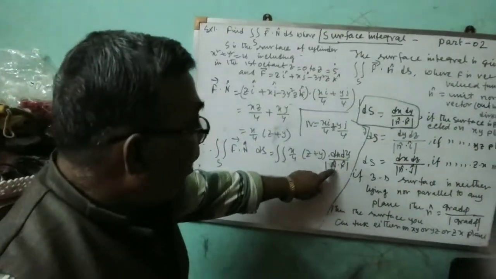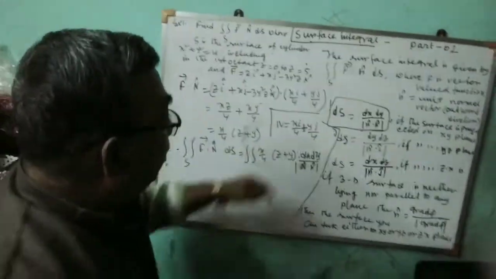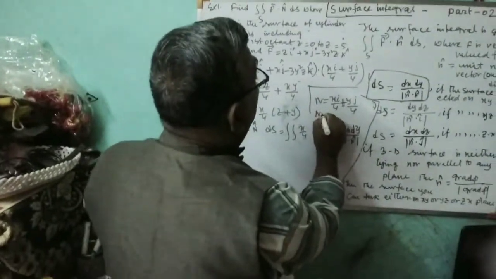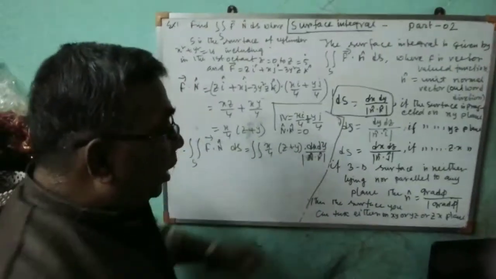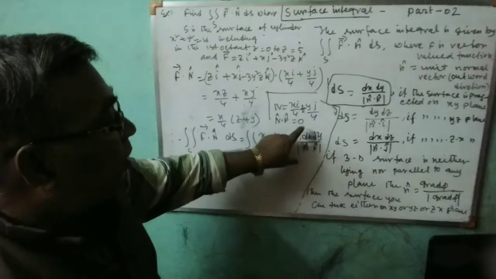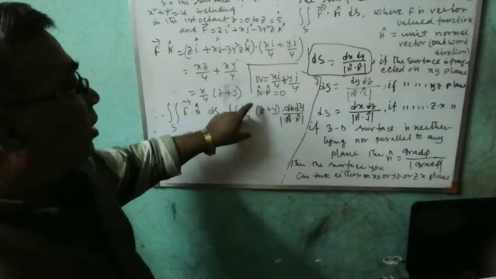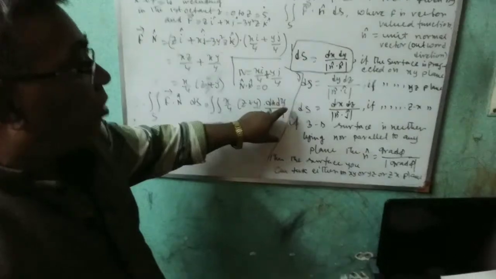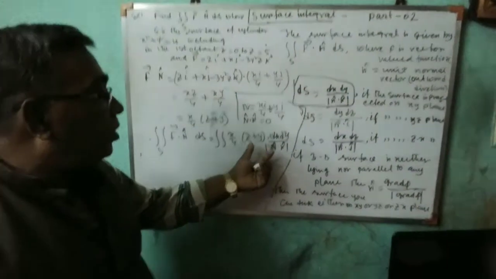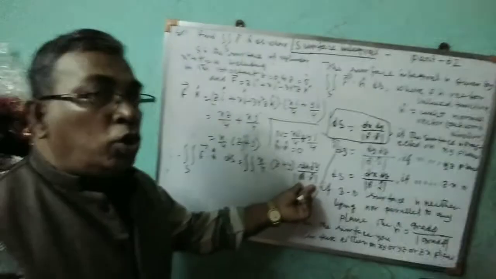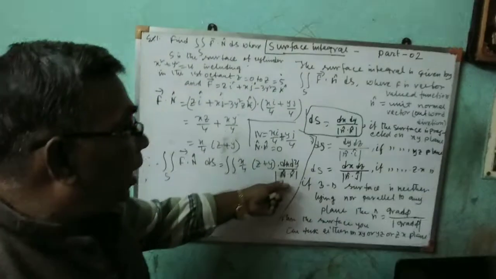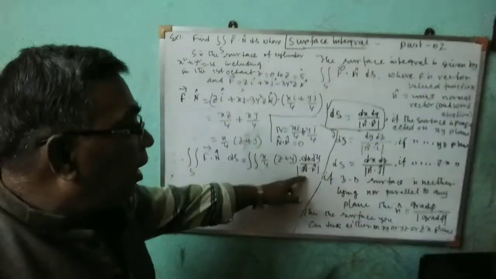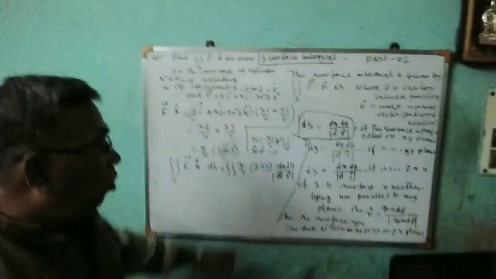So if we take the xy plane, n cap dot k cap will be equal to 0. So n dot k equal to 0. That means the surface does not lie on the xy plane. If we take the xy plane, then the denominator becomes 0, so we should not take the surface on the xy plane, because this becomes 0.